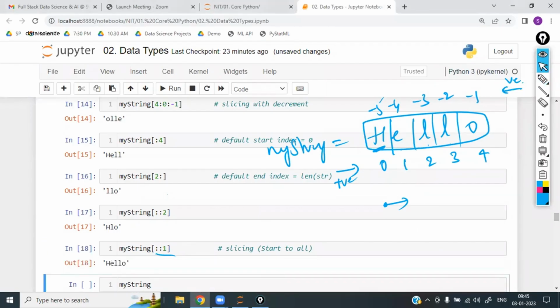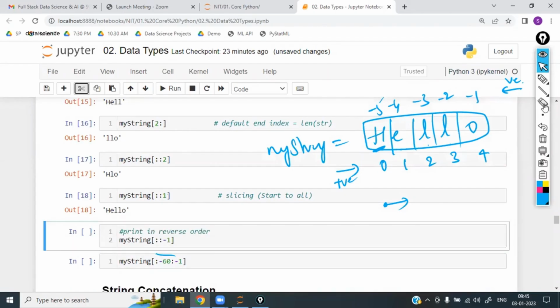Hello. Now, whenever you are moving in the reverse direction, see here, this is the negative direction. The starting number was not given, and the ending number was also not given. For the negative direction, this is the starting value if nothing was given. For the positive direction, this is the starting value, and for the negative direction, this is the starting value.